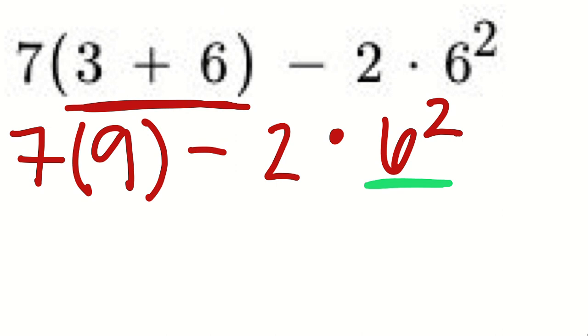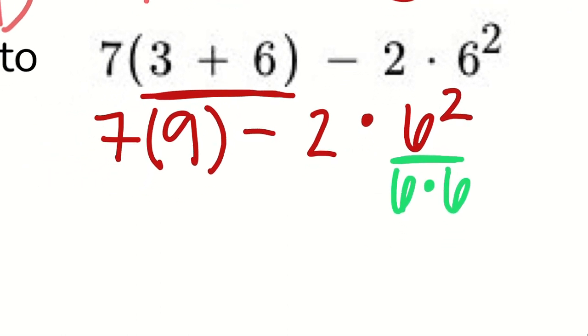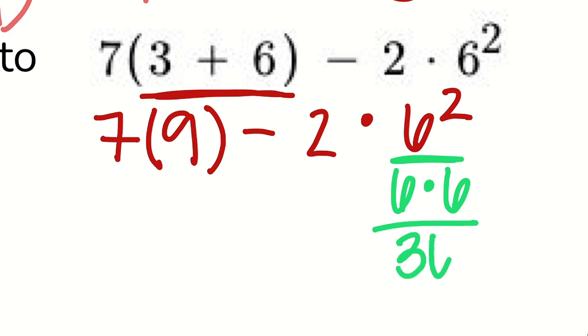Is the answer 12? No! This doesn't mean 6 times 2. We never do base times exponent. It's always base times base. So 6 times 6. Okay, so 6 times 6 is 36.